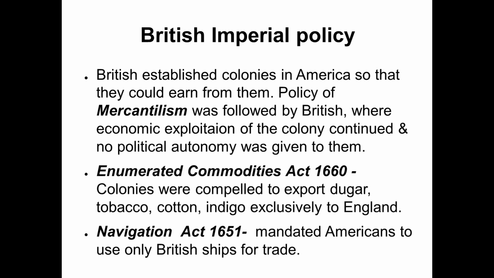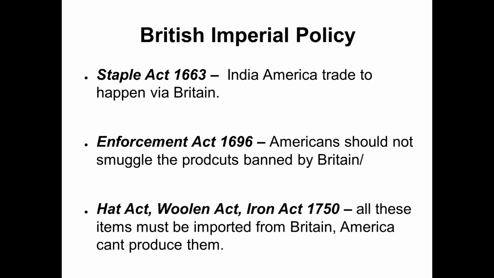The colonies, here referring to the 13 British colonies in America, were compelled to export sugar, tobacco, cotton, and indigo exclusively to England. And then they passed the Navigation Act in 1651, which mandated Americans to use only British ships for trade. You see, when they use British ships, they have to purchase from Britain. So Britain is increasing its sales, at the cost of America.